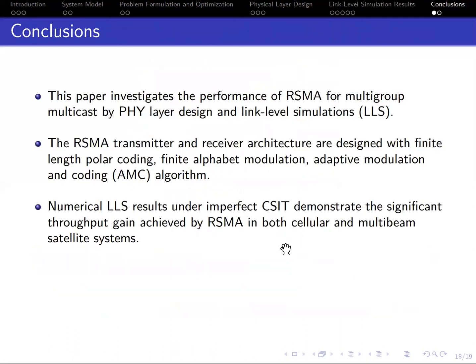In conclusion, this paper investigates the performance of RSMA for multigroup multicast by physical layer design and link-level simulations. The RSMA transmitter and receiver architecture are designed with finite length polar coding, finite alphabet modulation, and adaptive modulation and coding algorithm. Finally, numerical results under imperfect CSIT demonstrate the significant throughput gain achieved by RSMA in both cellular and multi-beam satellite systems.